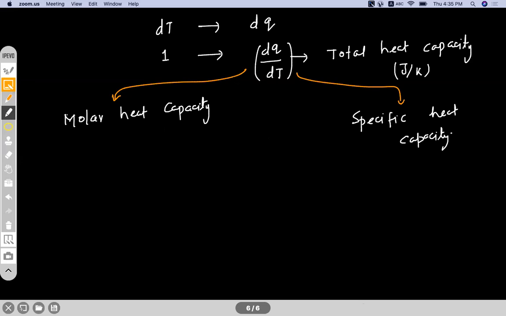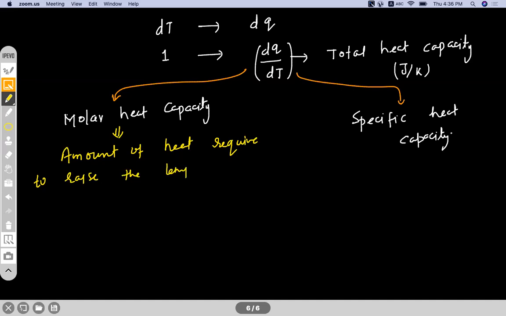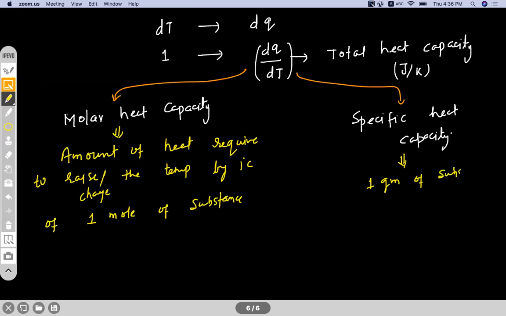So molar heat capacity: it is the amount of heat required to raise or change the temperature by 1 degree of 1 mole of a substance. Same thing we have here, but instead of 1 mole, we have 1 gram of substance. That's the only difference. So 1 mole is molar heat capacity, and 1 gram is specific heat capacity.